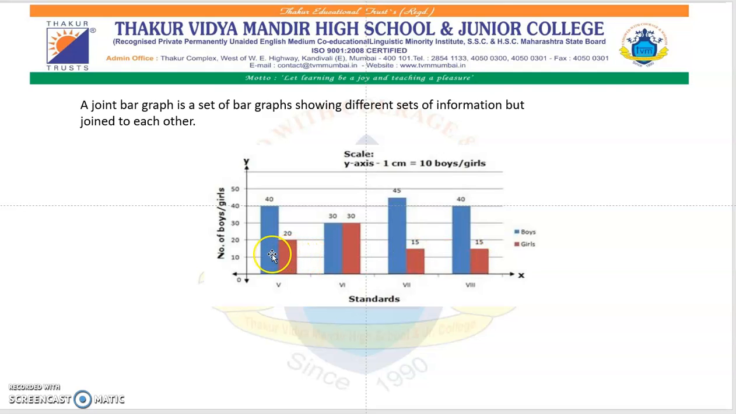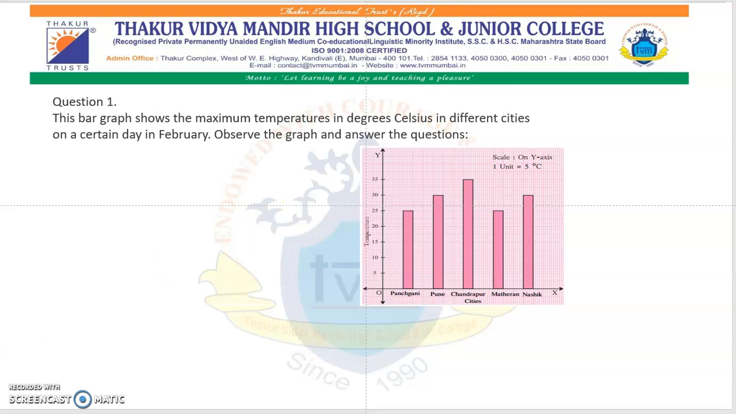Both the bar graphs are joined, so it is called a joint bar graph, because in this different sets of information are there. This blue one represents the information of boys and red one represents the information of girls. So a joint bar graph is showing the different sets of information, but they are joined together.